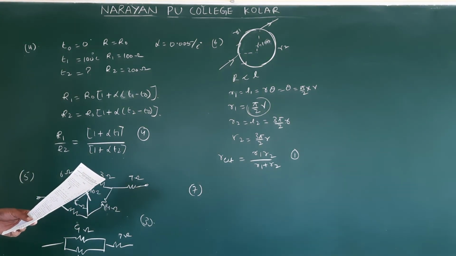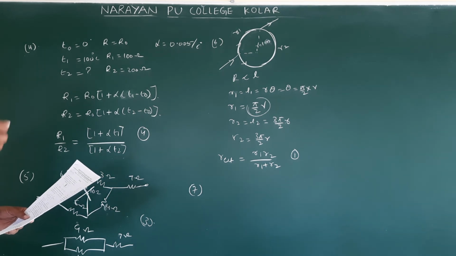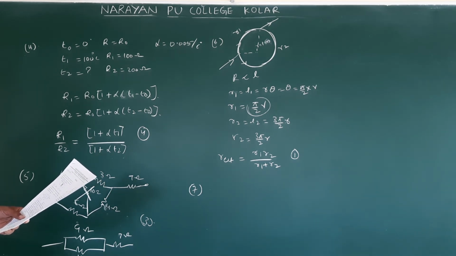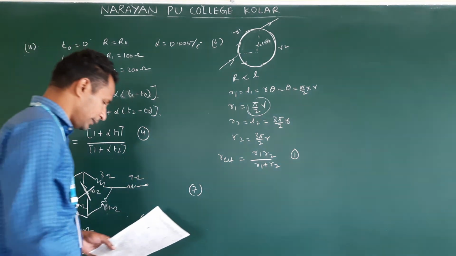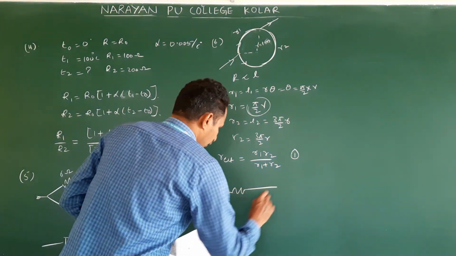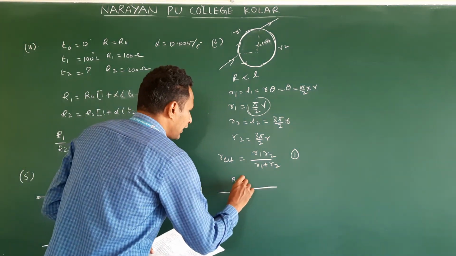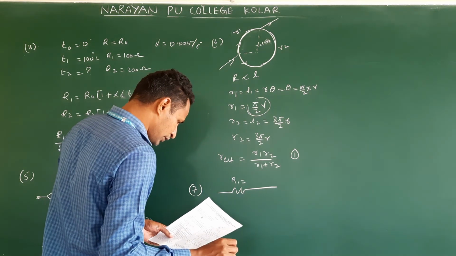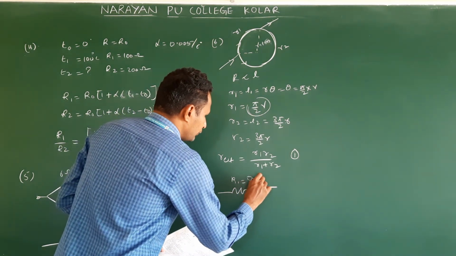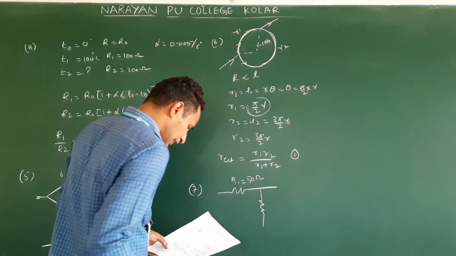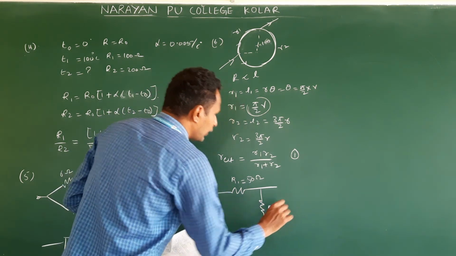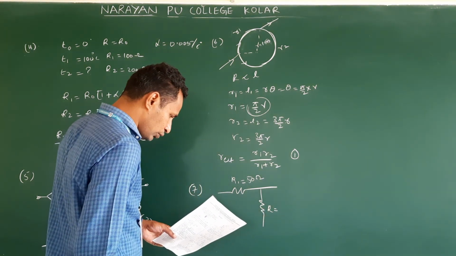Next, 7. In the circuit shown, the cells A and B have negligible resistance. VA is 12 volt, R1 is 500 ohm, R is 100 ohm. The galvanometer shows no deflection. Find the value of VB. This is R1. What is the value of R1? 500 ohm. Next, one resistance connected here. This is R. What is that value? R is equal to 100 ohm.